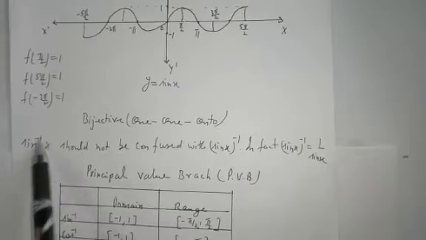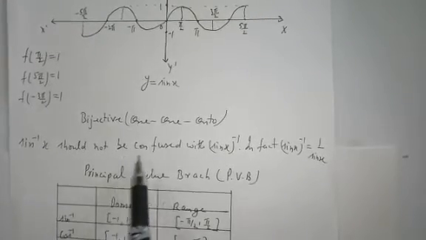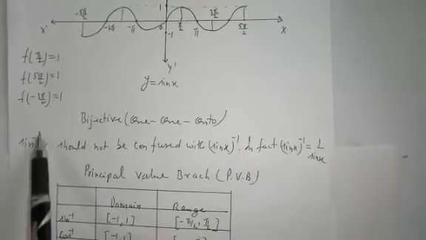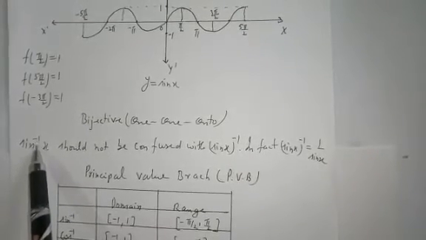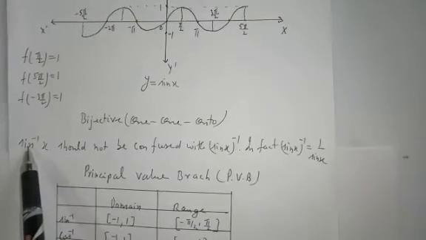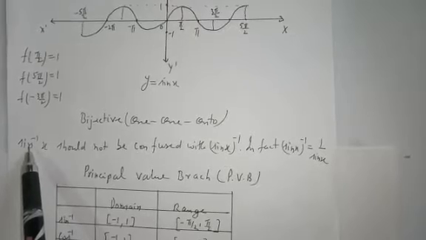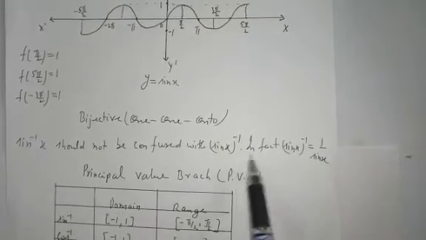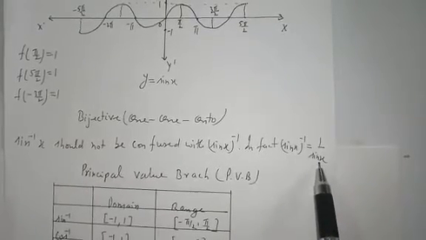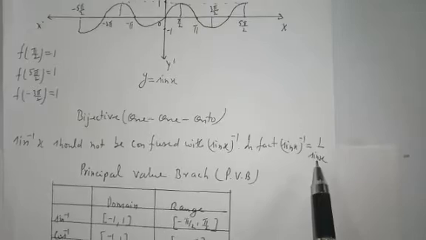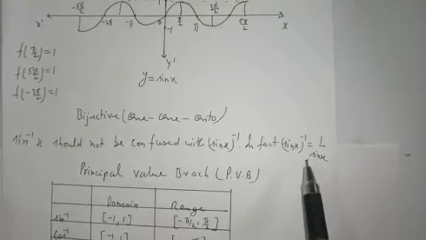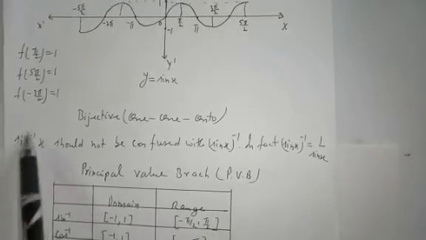Sine inverse x should not be confused with sine x to the power minus 1. This is not a power of sine x. This is the symbol for inverse. Sine x to the power minus 1 is equal to 1 upon sine x. So you can't say sine inverse x equals 1 upon sine x. To make it clear, this is the symbol for inverse.